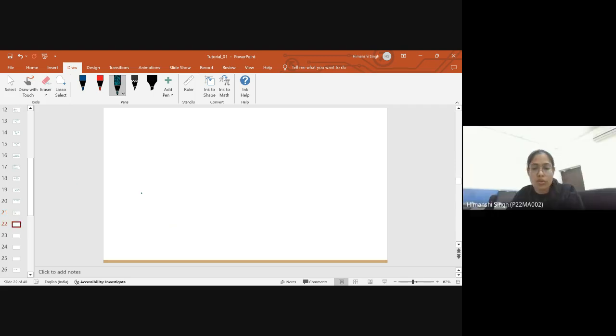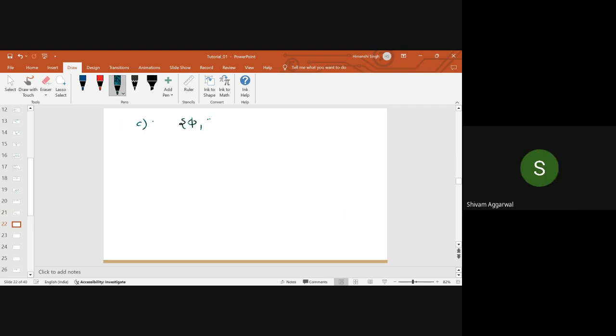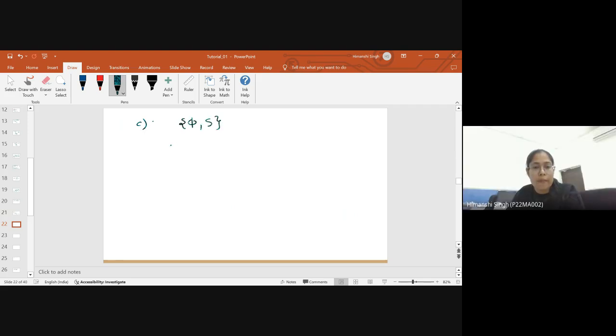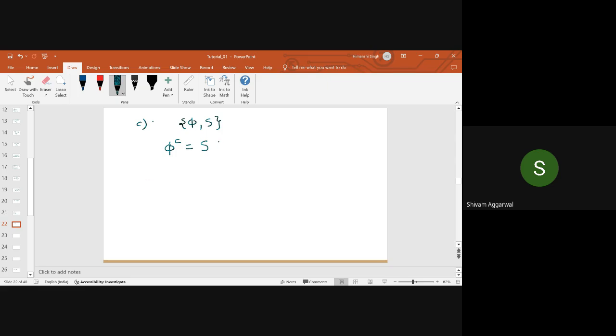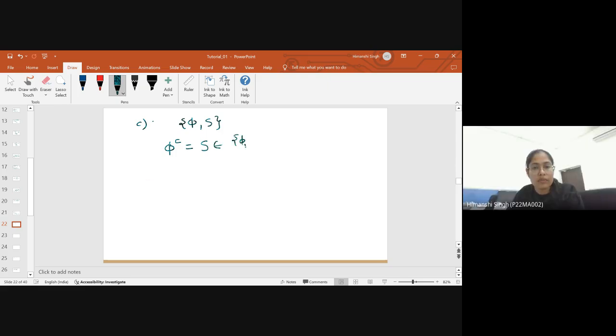Okay, so what the C option is saying: the set contains phi and S. If I take phi complement, then it will be S, so it belongs to the set. Let me name the set E. If I take S complement, it is basically phi, so it also belongs to E. So it is closed under complementation.